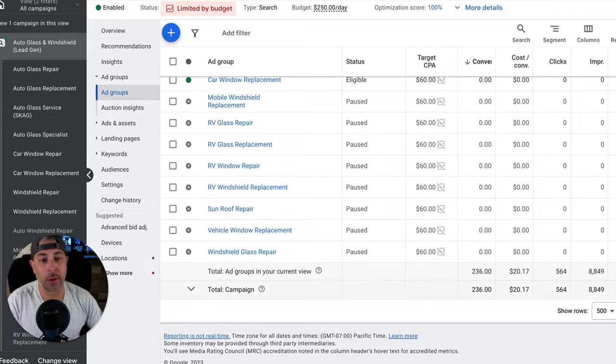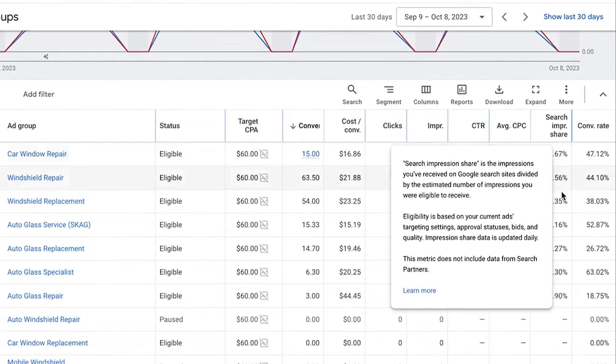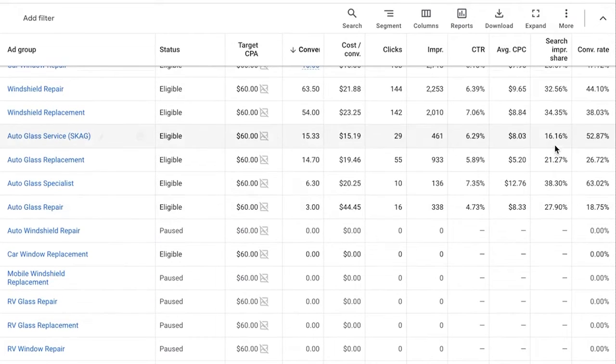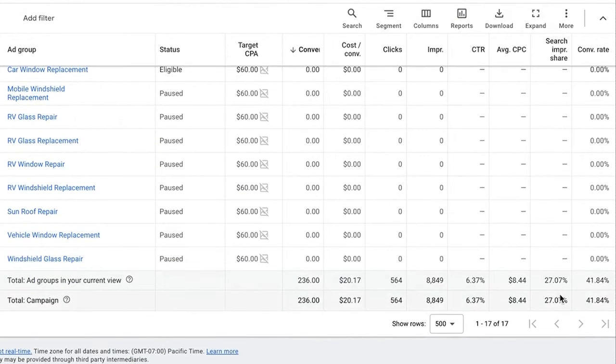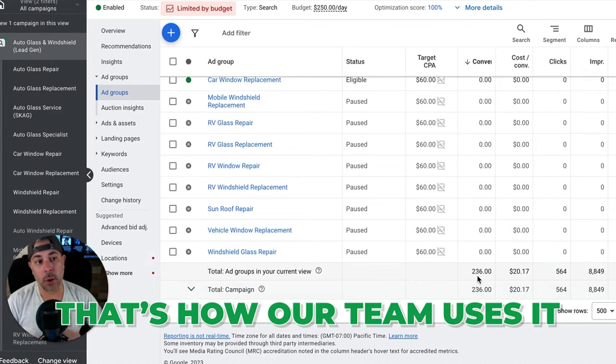Perfect example of a campaign where we can walk right into it and say, all right, let's see if we can even get more leads for this guy. Pull up the search impression share, boom. He's in the low 20s, high 20s. We can definitely hit some grand slams here and quadruple that lead volume. So I hope this tutorial helps, guys. It's not a complicated thing, but that's how I use it. That's how our team uses it.